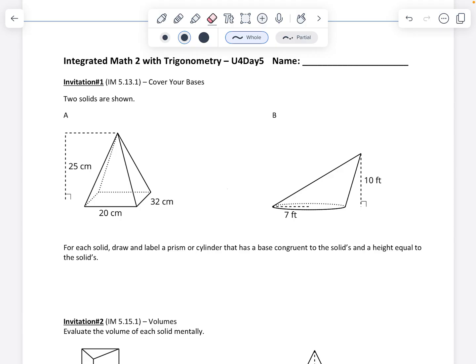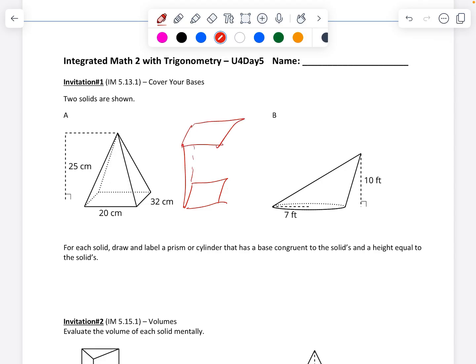So if we want to draw a prism, it would just look like this. I am not good at drawing. Okay, that's supposed to be a prism. Hopefully you can see that. And so the base has to be congruent, and then the height has to be congruent as well. So that would be, wow, that is one ugly prism. Something like that. That's a little bit better.